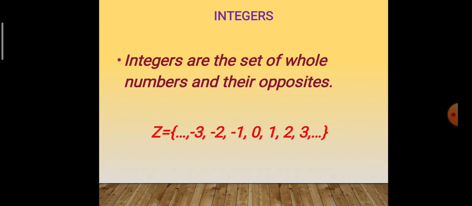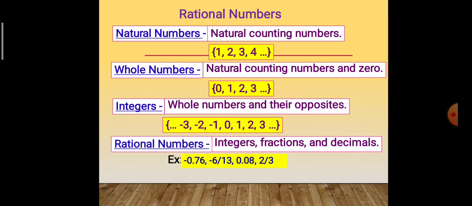Next one, integers. Integers are the set of whole numbers and their opposites. That is, Z is equal to ..., minus 3, minus 2, minus 1, 0, 1, 2, 3, .... These are also all rational numbers. See that picture, natural numbers.